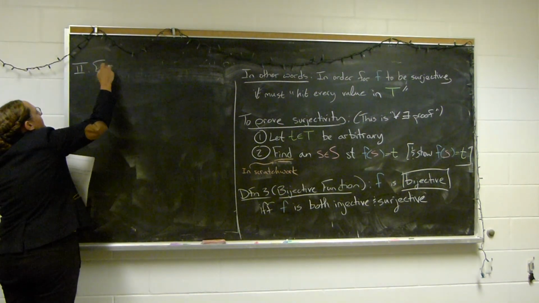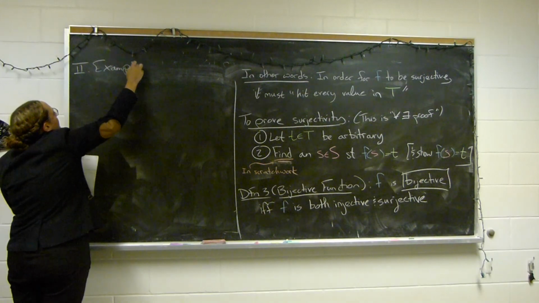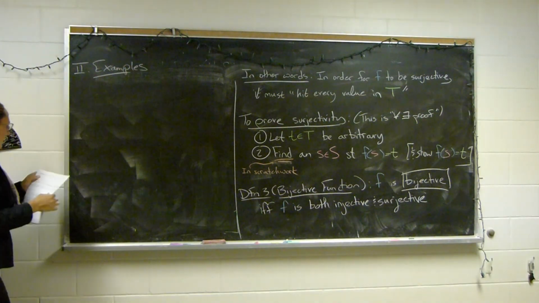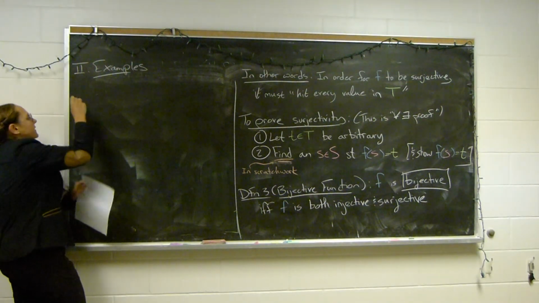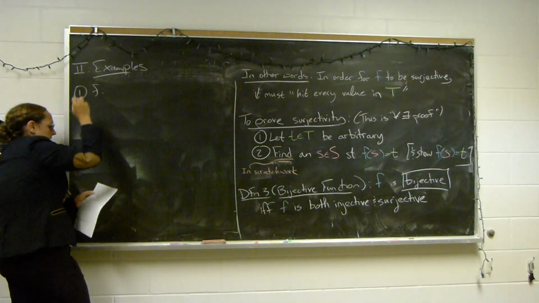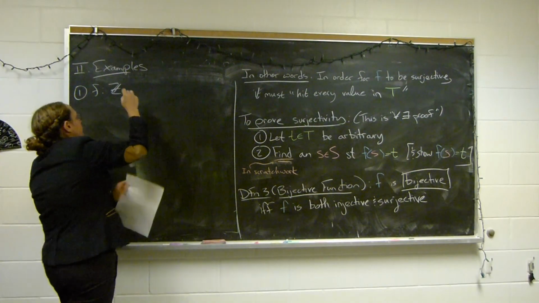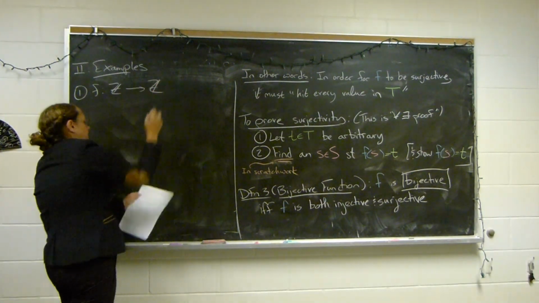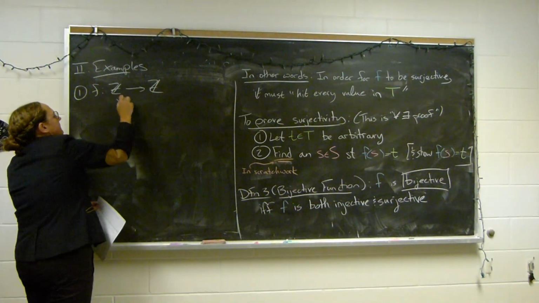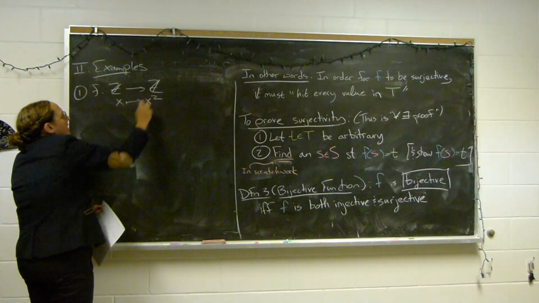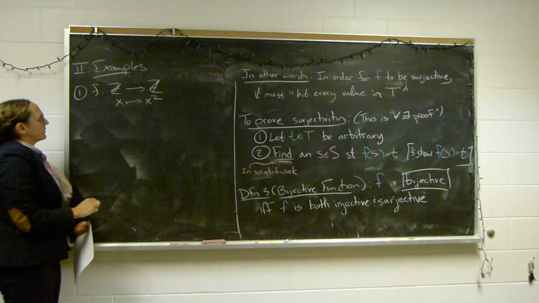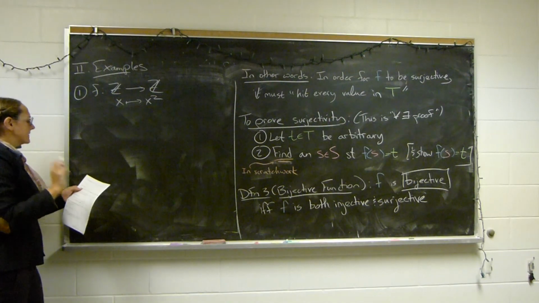So these are examples for injectivity, surjectivity, and bijectivity. Okay, so let's look at the function. We're going to have f go from Z to Z, where x goes to x squared. Okay, this is fine. This is a function. My outputs are in Z. I'm happy, but this is not injective.